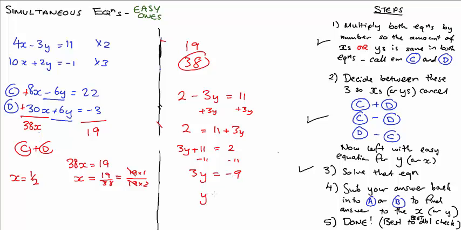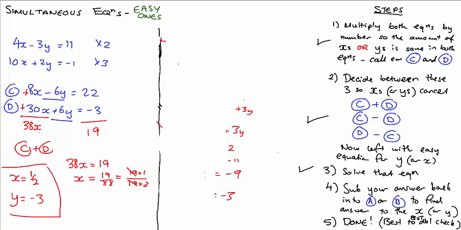Divide by 3, I get y equals minus 3. So there's my answers: x equals a half, y equals minus 3. Remember, I didn't do this actually for the last example, but you should. You can double check, right? Because I used this equation to find y, I'm just going to double check with this equation.